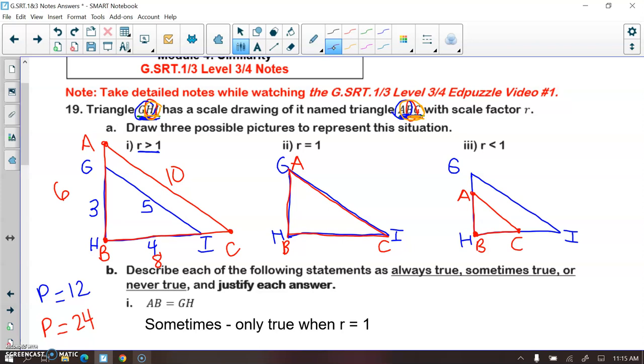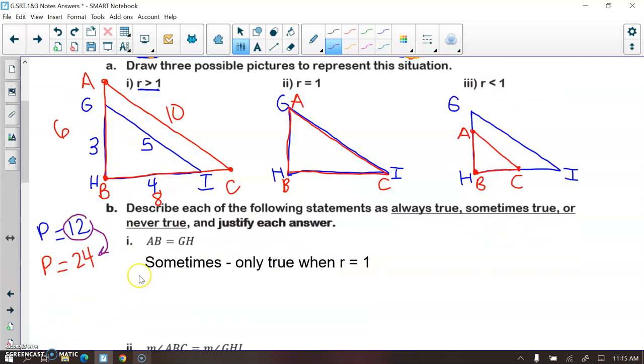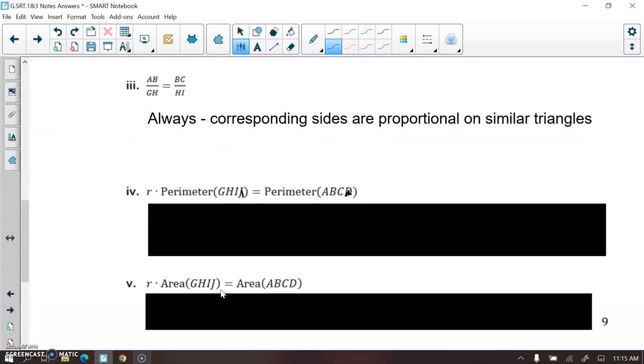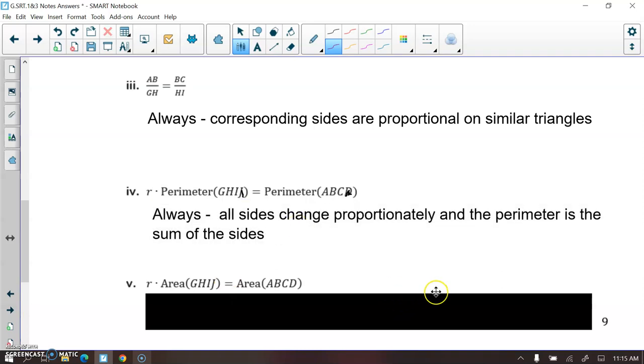If I take GHI perimeter and multiply it by my scale factor of 2, do I get my perimeter of triangle ABC? Yes, I do. This is actually a true statement, and it will always work that way. And that's because if we're changing all sides proportionally, and the perimeter is the sum of all sides, then the perimeter is also going to change with the same exact proportion or scale factor.